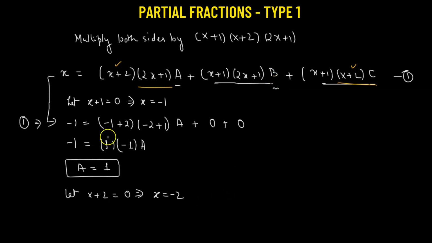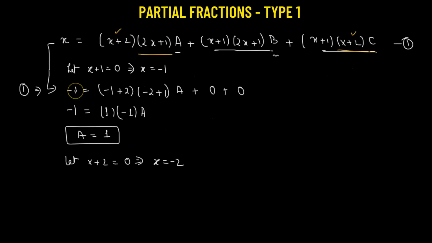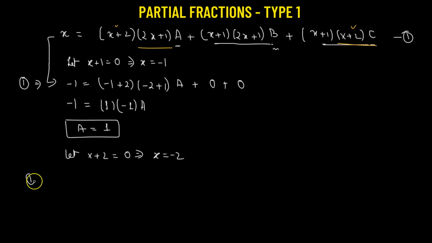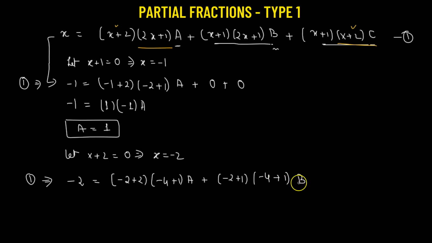So this means that we are going to have to replace the value of x with negative 2. So our equation 1 now becomes negative 2, which is the value of x on the left hand side, equals to, so we don't have to worry about the first term. Let me write it down: negative 2 plus 2 multiplied to 2 times negative 2 is negative 4 plus 1 times a, plus the second term will be negative 2 plus 1 multiplied to 2 times negative 2 will be negative 4. So we have negative 4 plus 1 multiplied to b, plus the third term, which is negative 2 plus 1 multiplied to negative 2 plus 2 times c.